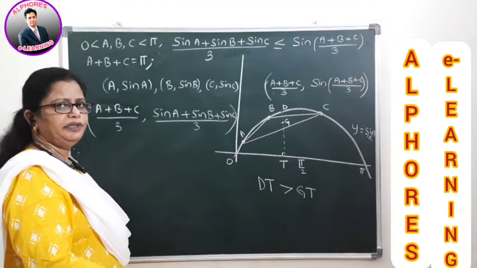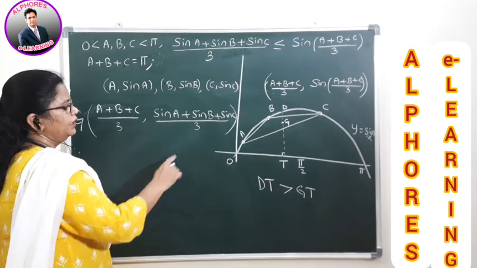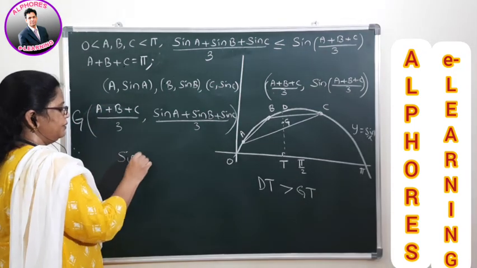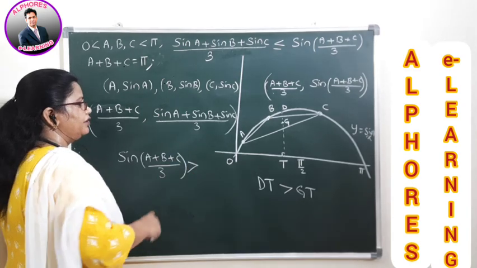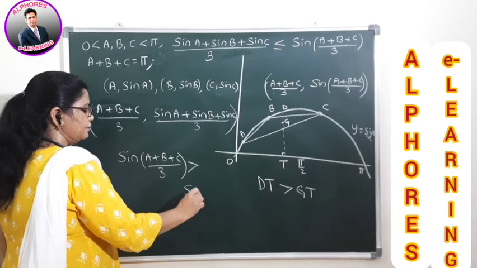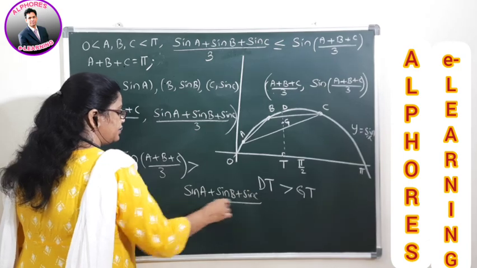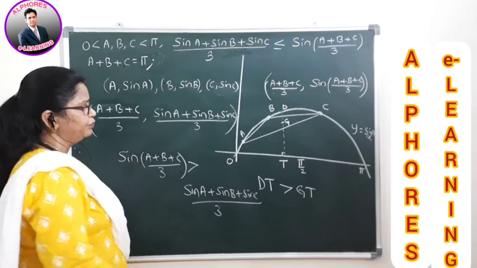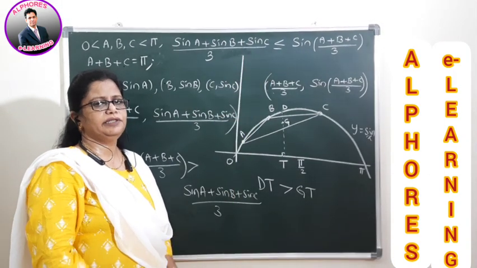GT. Whenever DT is greater than GT, if you observe in this one, what is our DT? This ordinate, that is sin((A + B + C)/3). This value is greater than how much actually here? GT. GT means what is that value? (sin A + sin B + sin C)/3. In this way you got it, and if you reverse, this is our required inequality. Moreover, when can we obtain equality here? When A, B, C are all coinciding, right?